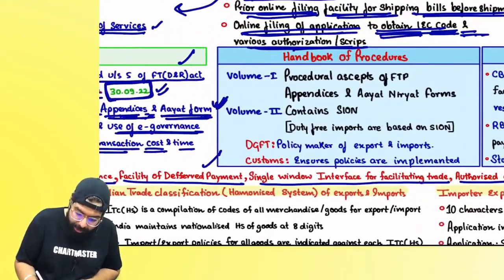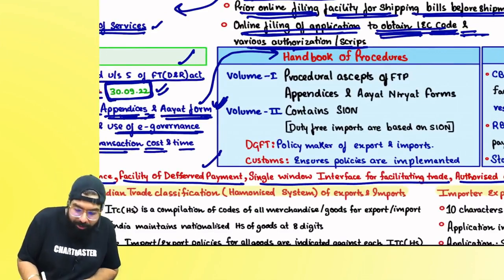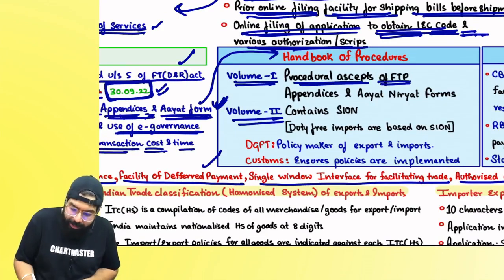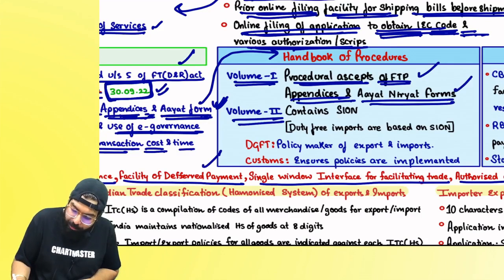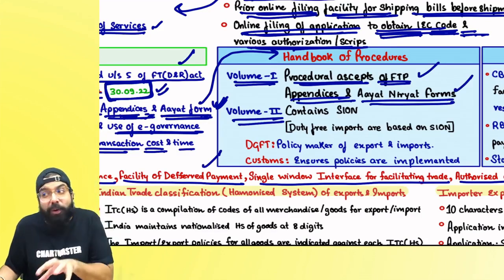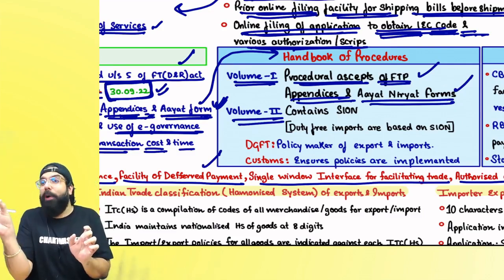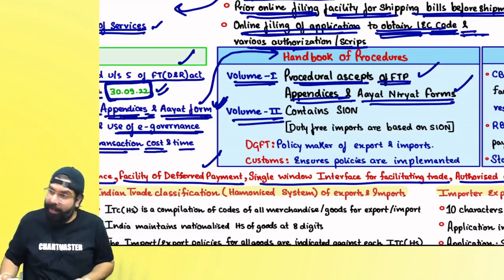Now they have gone ahead and, I told you, they can create the handbook of procedure. So we have volume 1 and volume 2. Volume 1 talks about the procedural aspect of foreign trade policy and appendices and the various IAT, NIAT forms. Right, everyone? Now procedural aspects and forms are basically the rules which guide the act. Are we clear? So for policy it is the procedures. For act, rules; for policy, procedures. Can I go ahead, everyone?